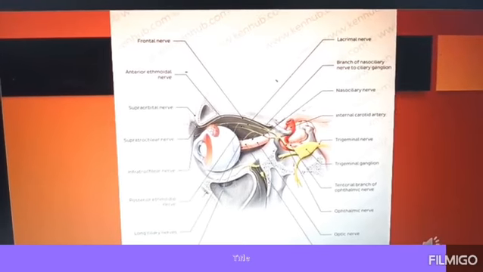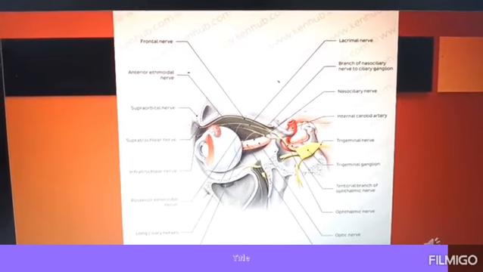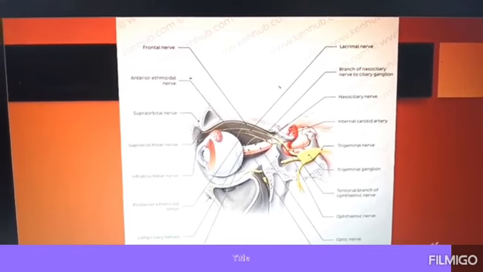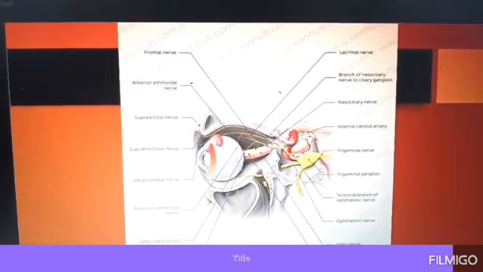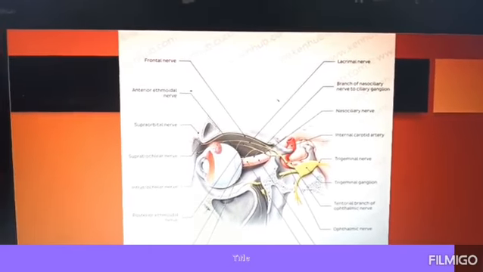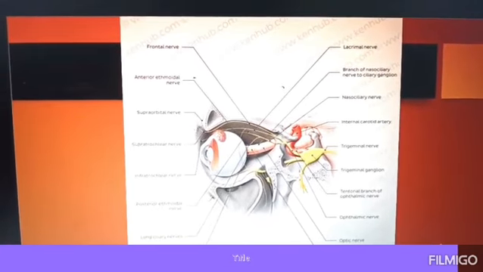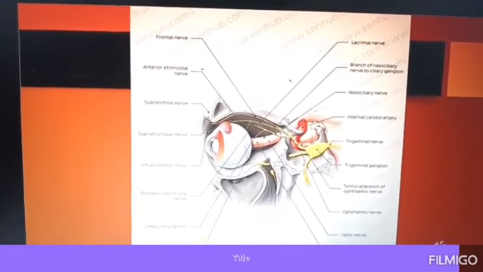So first of all, the ophthalmic nerve gives the nervus tentorii branches. Then it gives communicating branches to other nerves like third, fourth, and sixth nerve. Then it gives three main branches: lacrimal, frontal, and nasociliary. Now it gives some terminal branches on the face.